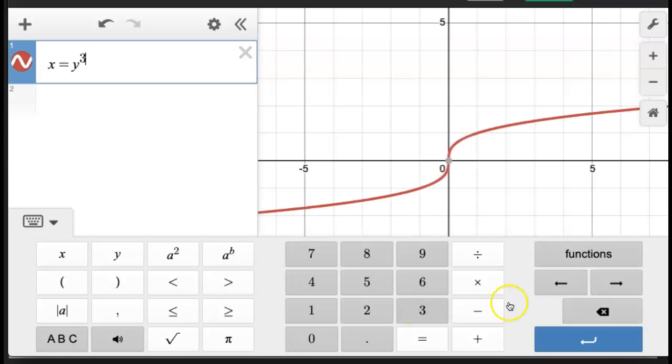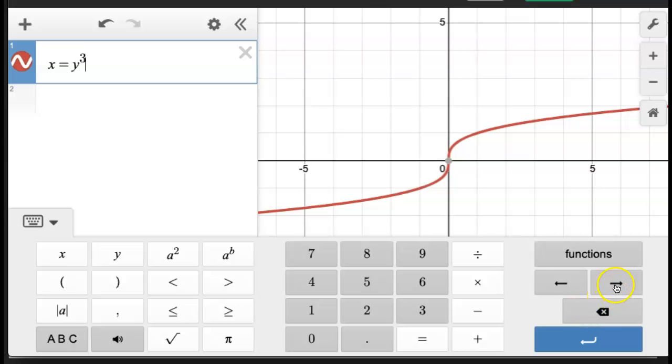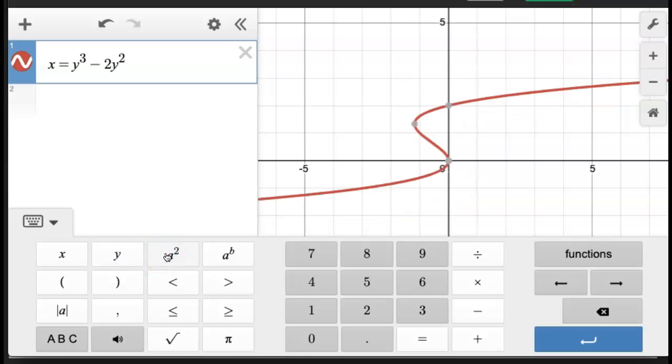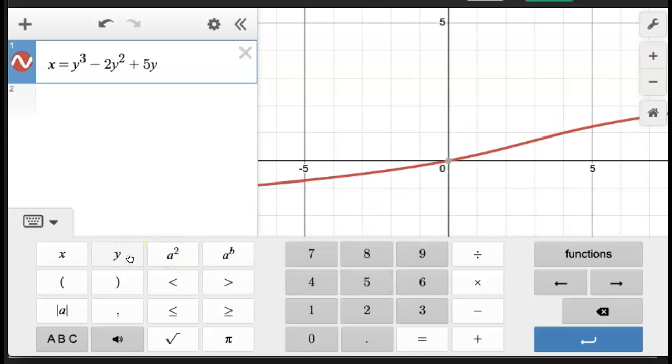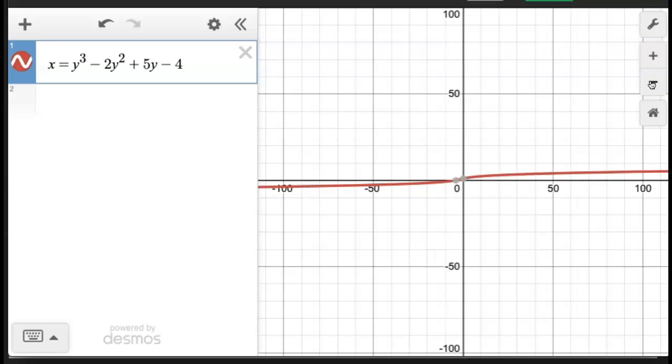x equals y cubed, and then I'm going to arrow over. Notice how my cursor changed. If I left my cursor up there, the next thing I entered would be up there, and I don't want that. So I right arrow, so I get a tall cursor, and then I can do the minus key, 2y squared, then plus 5y, minus 4. Okay, so now I have this graph. I can zoom in and out and see this graph.